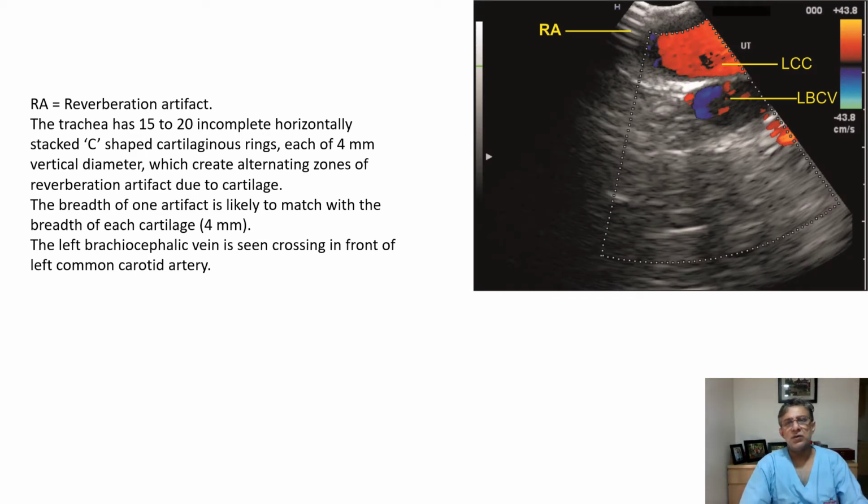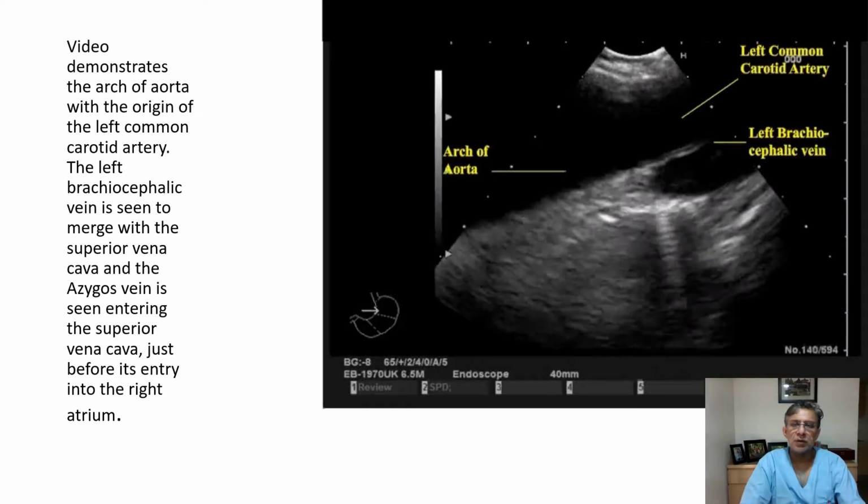This image shows reverberation artifact. So long as you are in the trachea, these reverberation artifacts are going to make your life difficult because in one frame you will almost always find reverberation artifact. They are present because the trachea has cartilaginous rings which will not allow the sound waves to go through them, and there are around 15 rings, each 4 millimeters in breadth. This is the reverberation artifact seen in this figure.